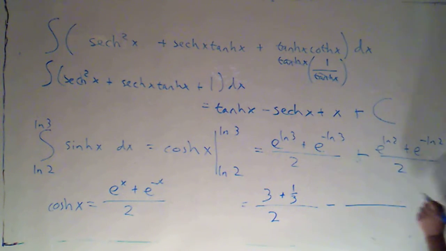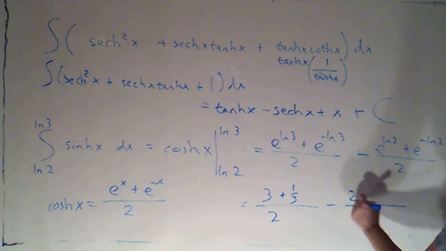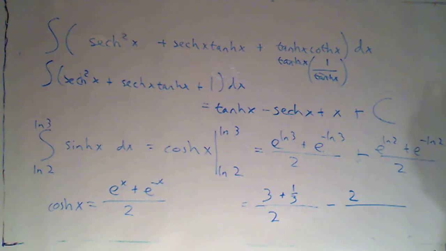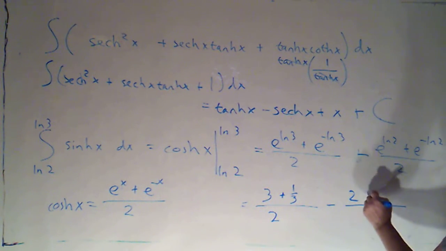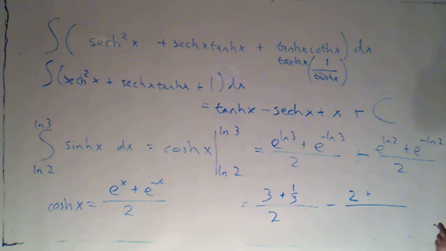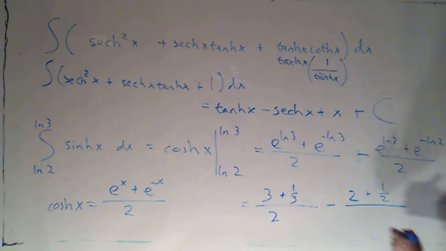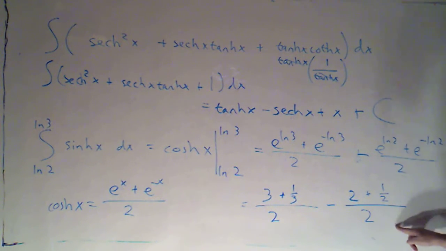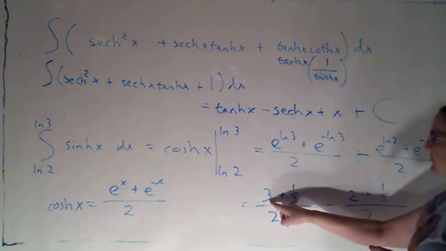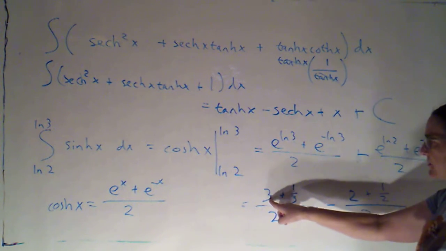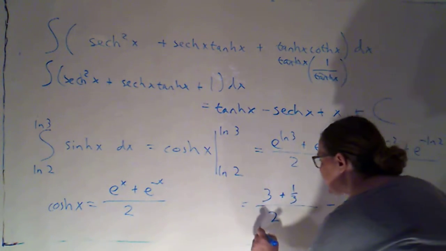And then I'm subtracting. E to the natural log of 2 is just 2. Those inverse functions undo each other. Plus the reciprocal of e to the natural log of 2, which is the reciprocal of 2, all over 2. So now I just want to simplify those two things. So let's see, this would be 9/3. So 9/3 plus 1/3 would be 10/3.